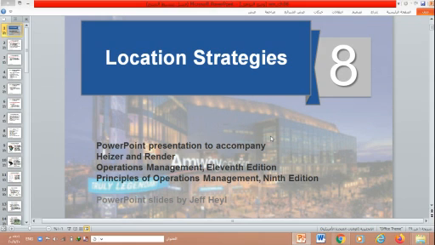Dear students of Operations Management course, today inshallah we will start with new chapter number 8, location strategies. We are still talking about the 10 operations management strategic decisions. In the previous chapter we started with the first strategic decision related to operations management, which is design of goods and services, and today inshallah we will continue talking about the second strategic decision related to operations management, which is location strategies.